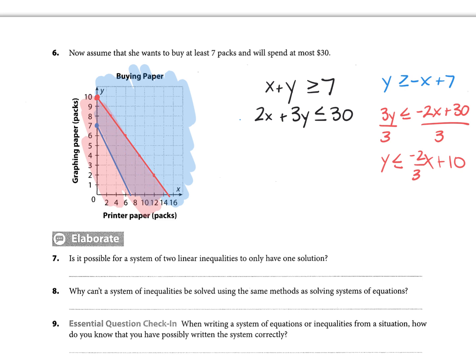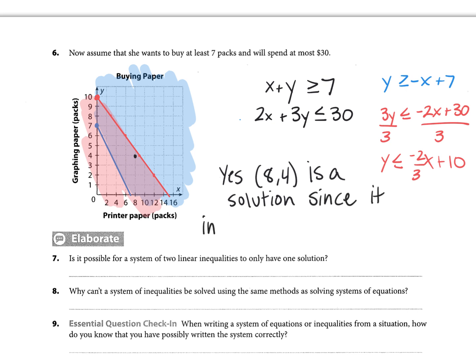Is 8,4 a solution now? Yes. 8,4 is a solution, since it is in the double shaded region, or overlapping shaded section.